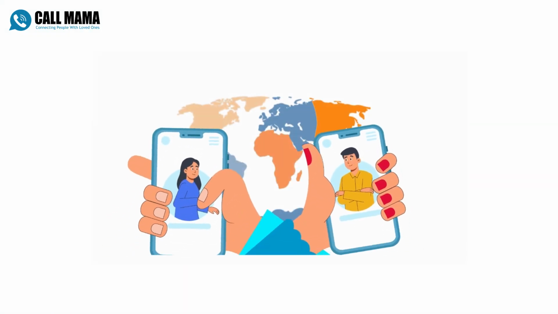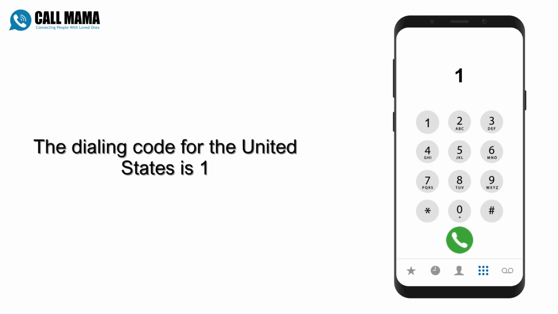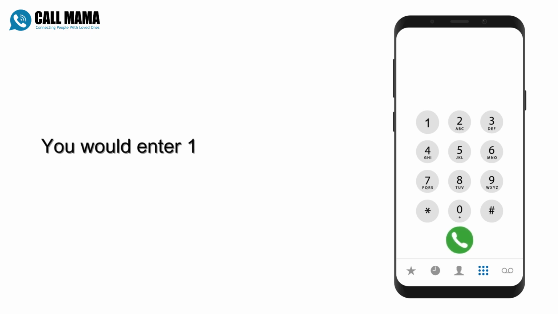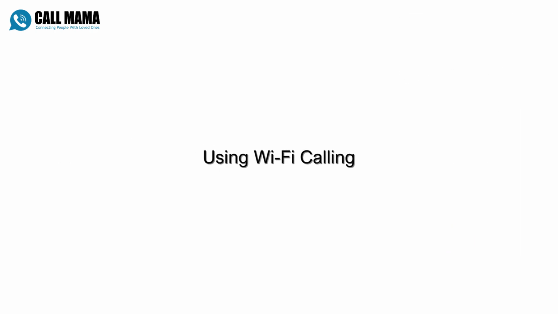This is the traditional way to make international calls. For example, the dialing code for the United States is 1. So if you were calling a phone number in the United States, you would enter 1 plus the area code plus the phone number. Using Wi-Fi calling.